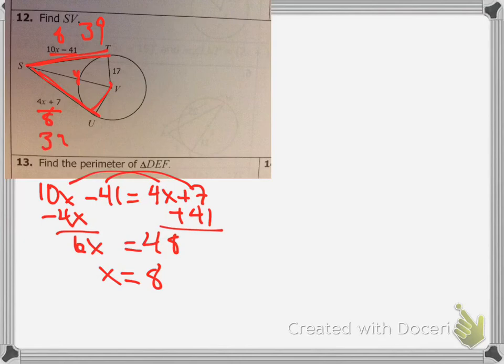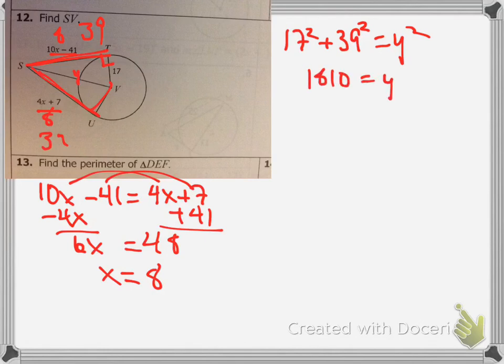Now again, what do we know? We know that this is a 90-degree angle. So going back to the first set of problems, like what we did at the beginning, I could say 17 squared plus 39 squared is equal to, we'll say, y squared. When you do that, you should get 1,810 is equal to y squared. Take the square root, and you should get about 42.5.